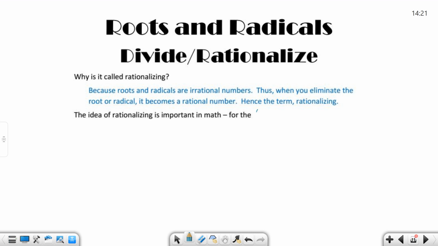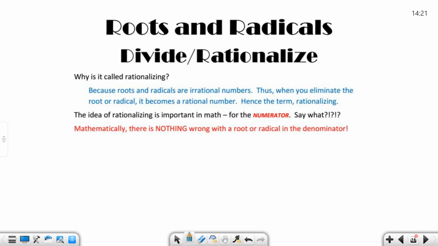The idea of rationalizing is important in math. And I'll guarantee you everybody's going to start screaming, denominator, denominator. Watch what I put here. Oops. The numerator. It's important for what? Say, huh? What are you talking about? This guy's crazy. Mathematically, there is nothing wrong with a root or a radical in the denominator.